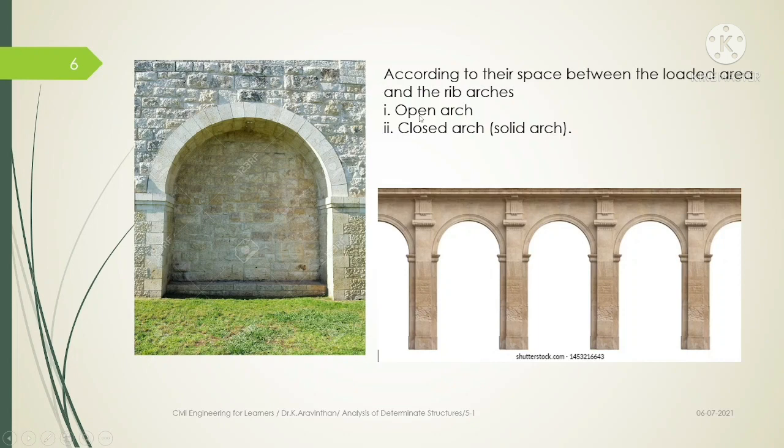There are two types: one is open arch and the other is closed arch. So this is known as the closed arch, where you will not have the possibility to move inside, and the open arch you can see anywhere in the veranda, and these are the next two types of arches.